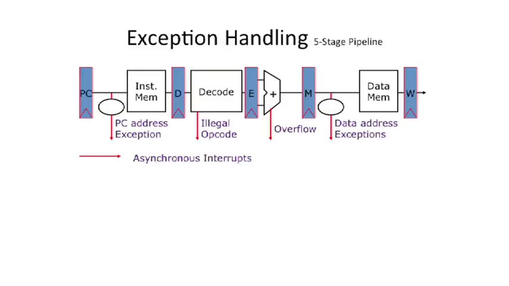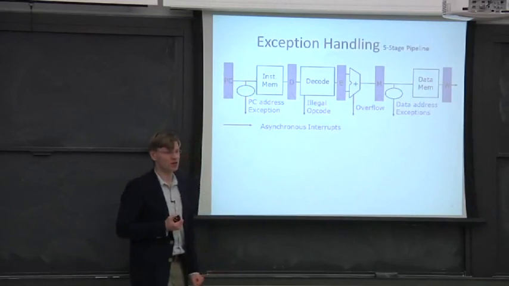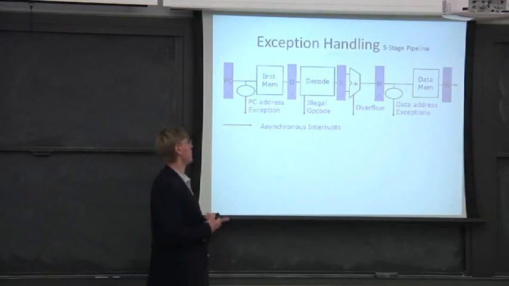Something I did want, the next question that came up, was what does this look like in a pipeline? And when do you know to actually process the interrupt? So here we have a five-stage pipe, so it's a little bit easier pipeline. And we can see these bubbles here are actually different types of interrupts or exceptions that can come out of the pipe at different locations.